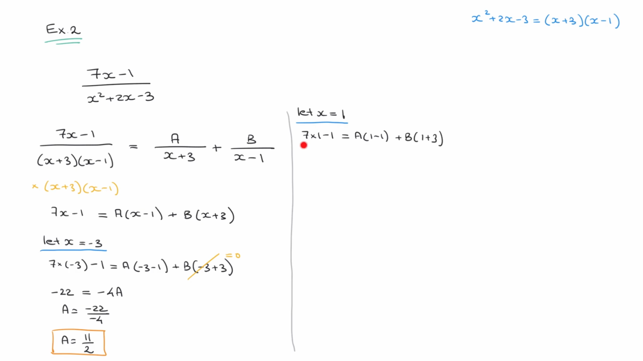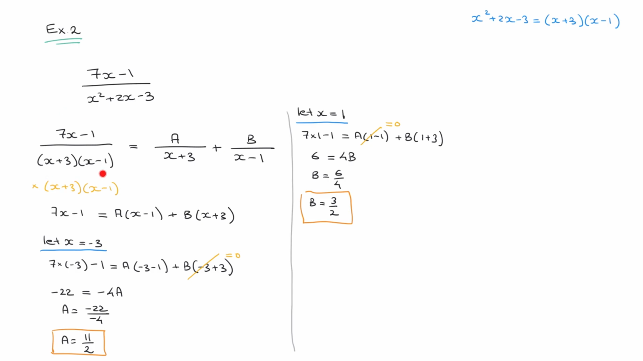On the left-hand side we have 7 times 1 minus 1, which is just 6, so we have 6 equals a times 1 minus 1, which is a times 0, so this term here is equal to 0, plus b times 1 plus 3, in other words, 4b. Finally, dividing both sides of this equation by 4, we can go ahead and state that b is equal to 6 over 4. In other words, b is equal to 3 over 2. And we've now found b.